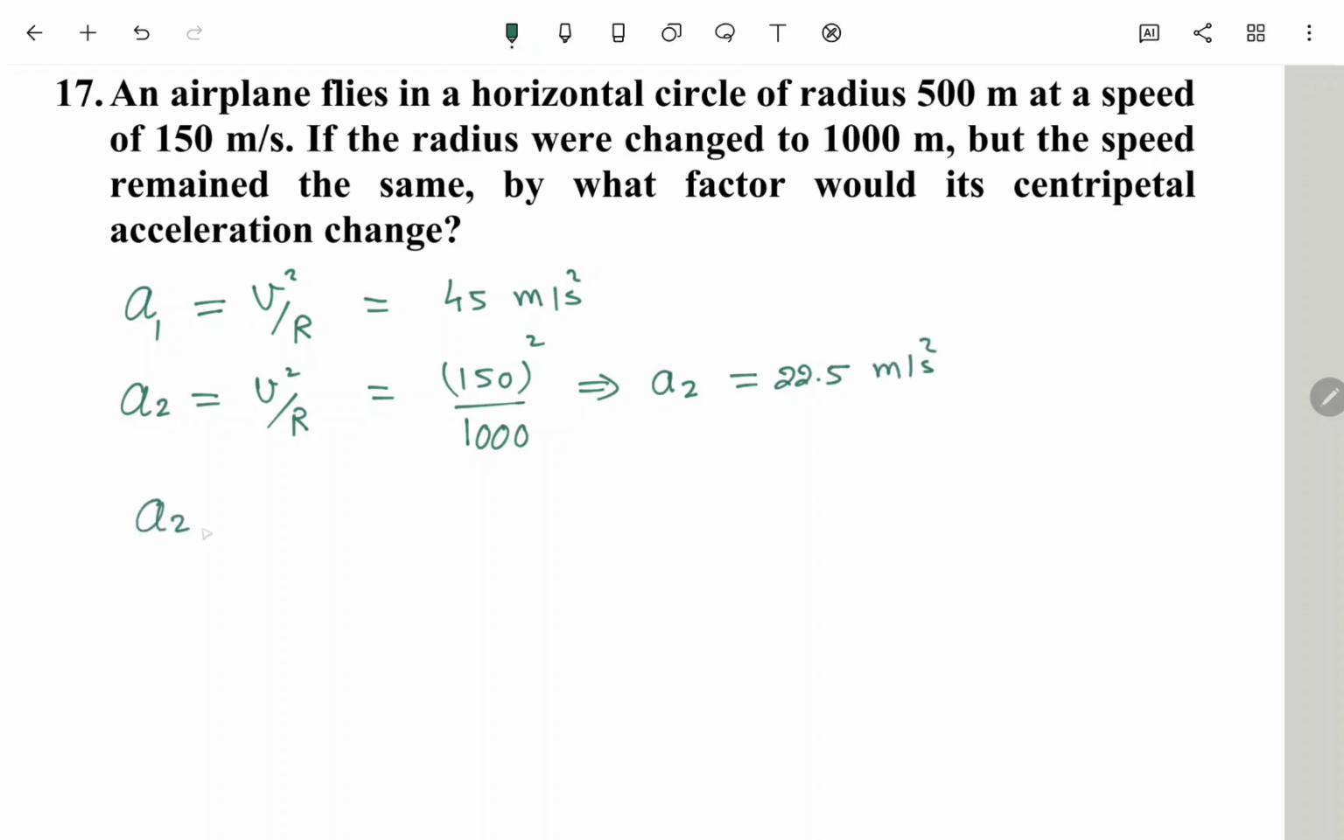Now a2 with respect to a1 is equal to 22.5 divided by 45, and in this case a2 equals half a1, which means if the radius is doubled, the acceleration will drop by half.